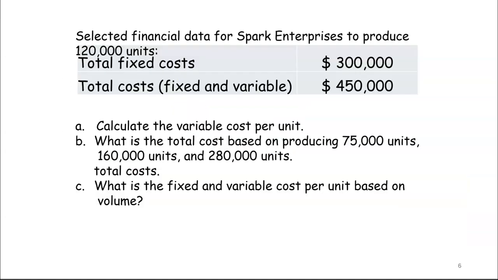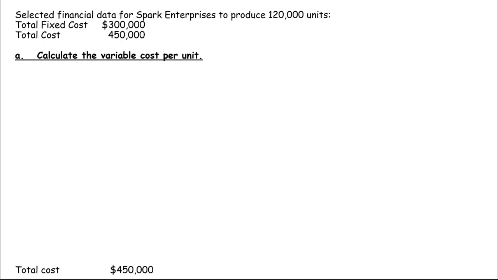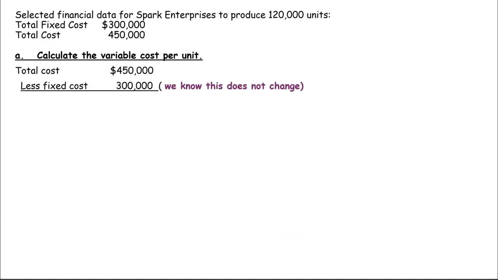So here we have a problem. We are producing 120,000 units, and these are our fixed costs, and those are our total costs. So now what we're going to do is calculate our variable cost per unit, and then look at what it looks like at different production levels. So first, we know that fixed costs within the relevant range, we have to assume, this is an assumption, are not going to change. Examples would be your rent, maybe depreciation on your equipment.